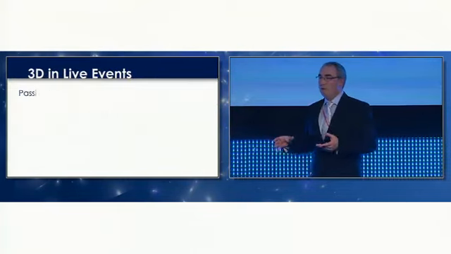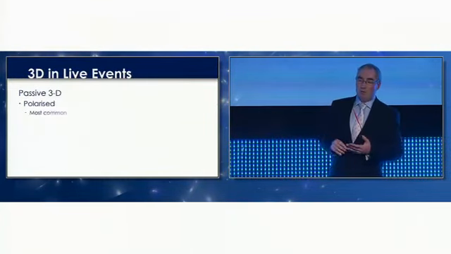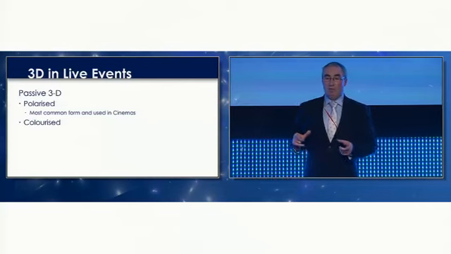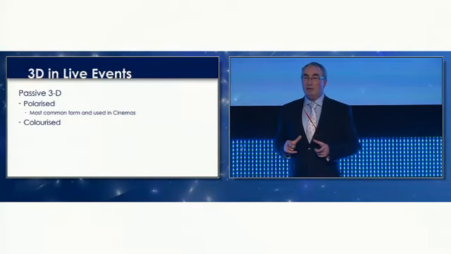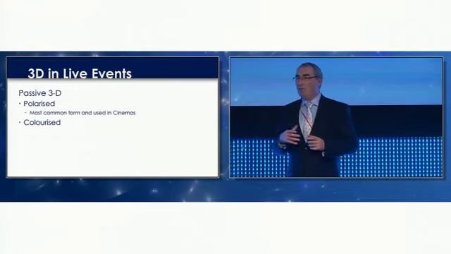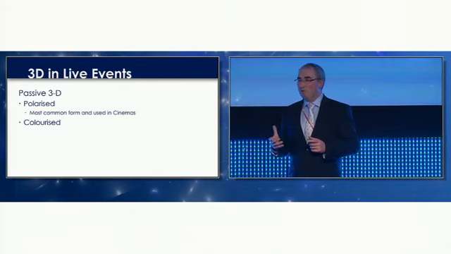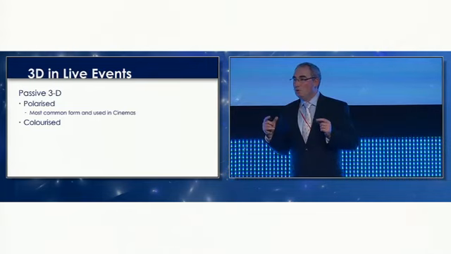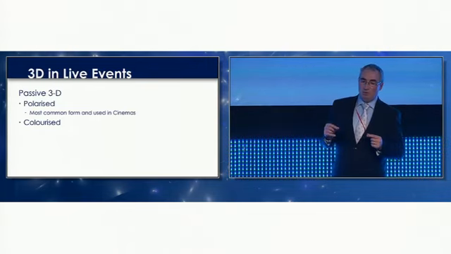Let's talk about polarized. We won't talk about colorized. Polarized is currently the most common form, and it's the form that's used in cinemas and IMAX theatres. Real D is the main manufacturer of the 3D material that you see in cinemas, and you're using polarized glasses in order to view it.